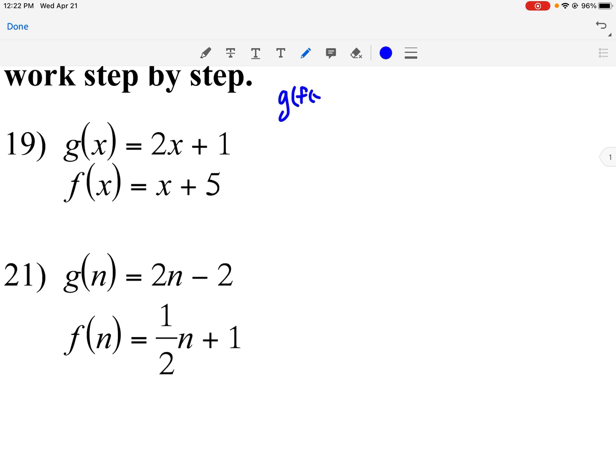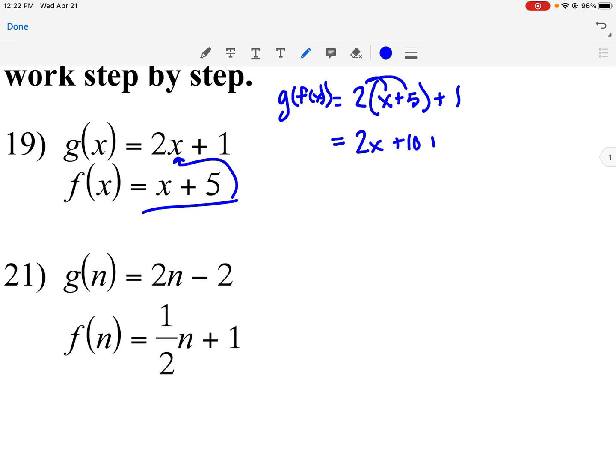So let's start with G of F of X. We're going to take F and plug it into G, into the X there. So this becomes 2 times X plus 5, plus 1. And then we simplify. So 2 times X, 2 times 5, plus 1. The only thing we can simplify at this point is the plus 11.